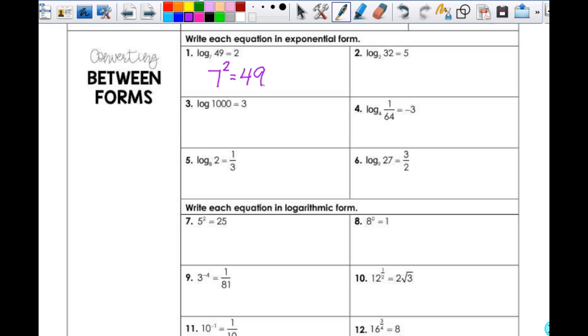Okay? So then, number 2, we would take 2, which is our base, to the 5th power, and that has to equal 32. Make sense? What's our base in number 3? 10. So this would be 10 to the 3rd equals 1,000. Okay? Go ahead and do 4 through 6.